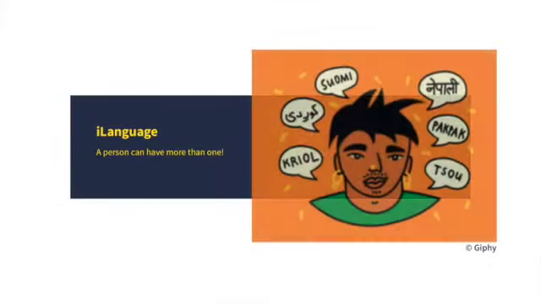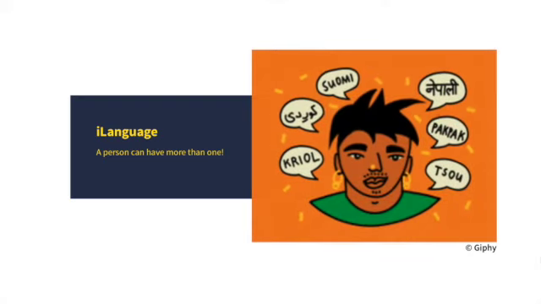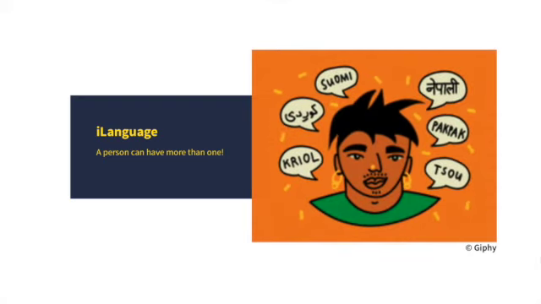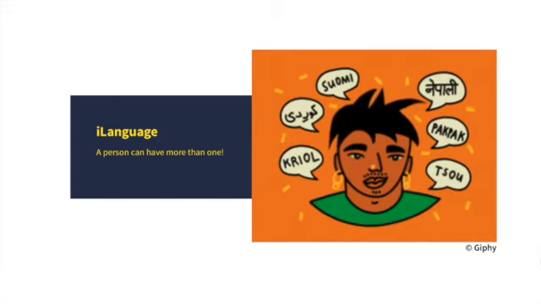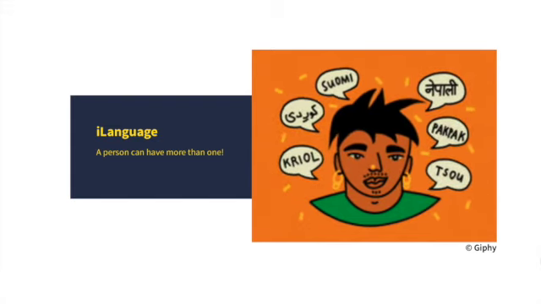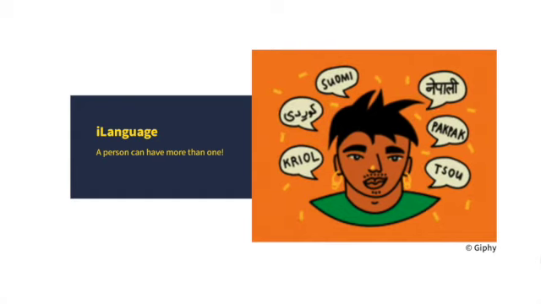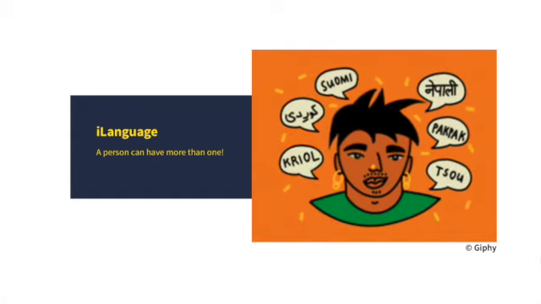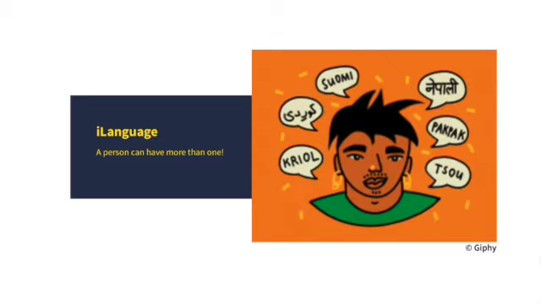iLanguage is a term to describe one or more languages spoken by an individual and which are seen as part of their identity. They come to mind first, depending on context and conversational partner. They can be, but don't have to be, equal to each other. So, what does that mean in detail?